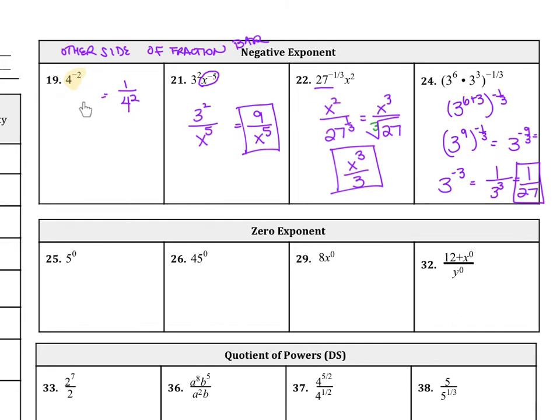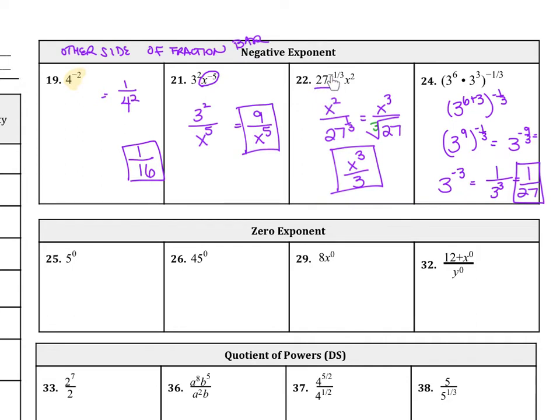All right, if you tried it out, number 19 was 1 over 4 squared, which we did previously, so that's 1 over 16. We could simplify that a little bit more. And then for 21, the only one that moves is the x to the negative 5th power. The square is positive, so it stays where it is. The negative 5 needs to move, so the x to the 5th goes to the denominator. And then we could simplify. 3 squared is 9, so 9 over x to the 5th.